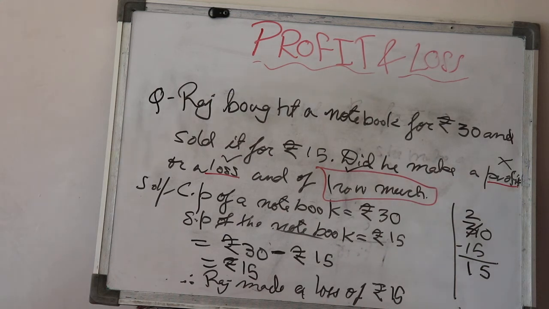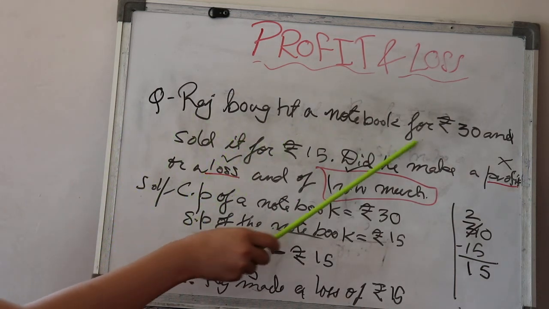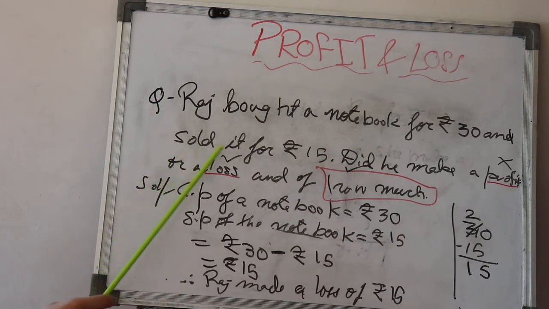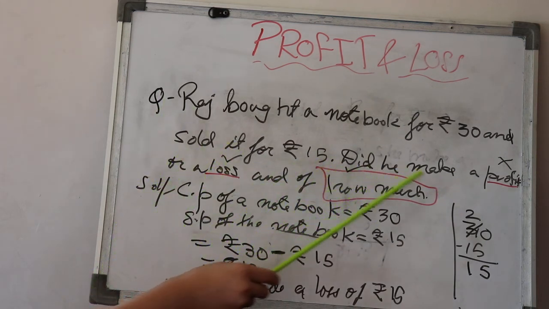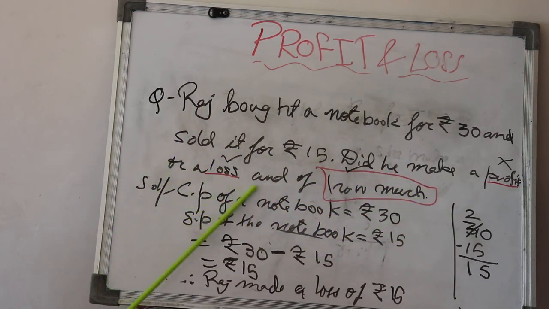So the question was, Raj bought a notebook for rupees 30 and sold it for rupees 15. Did he make a profit or a loss, and of how much? The cost price of a notebook rupees 30, selling price of the notebook rupees 15. That is equal to rupees 30 minus rupees 15. That is equal to rupees 15 when I will subtract it. Therefore, Raj made a loss of rupees 15.